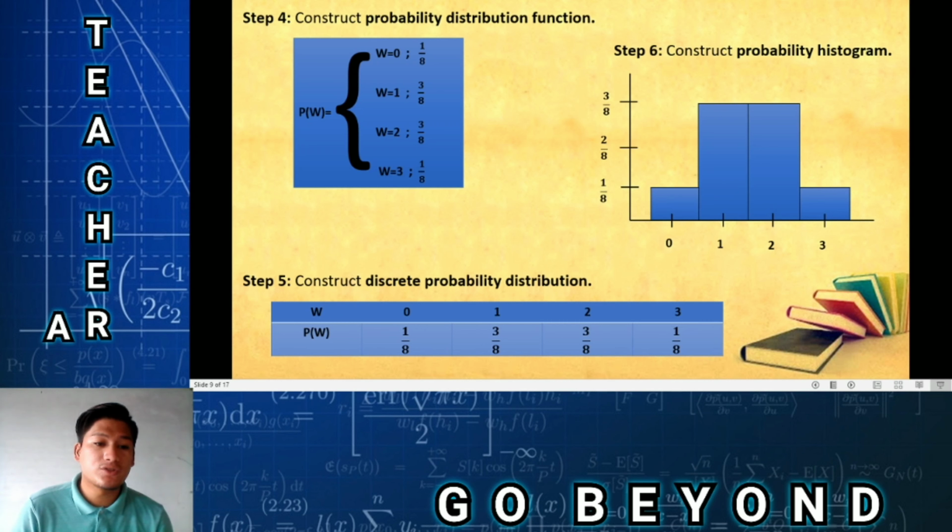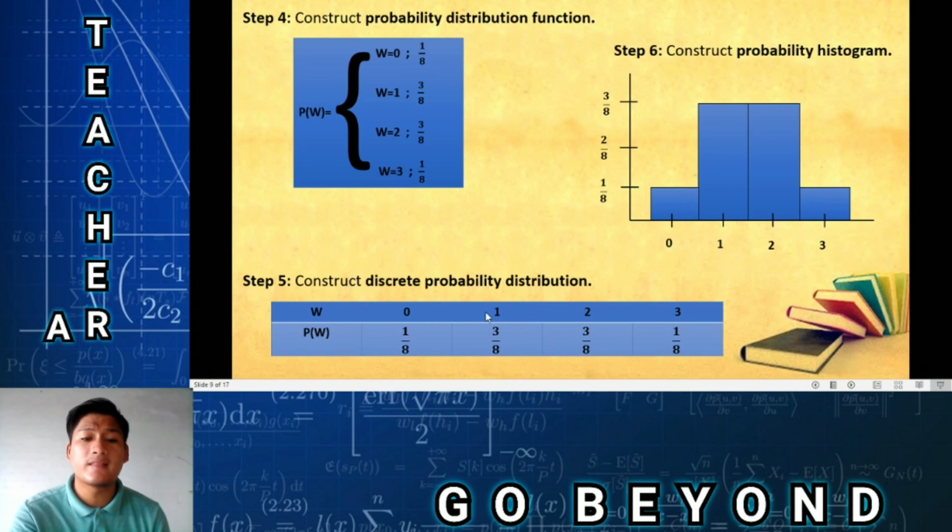And step 5, construct a discrete probability distribution. Always remember, a discrete probability distribution is a table. Meaning to say, you have to convert the probability distribution function into a table. So look at this. Our first row is the number of wins: 0, 1, 2, 3. Again, let me emphasize, we have 0, 1, 2, 3 because after playing the 3 games, we could have no win. Wala tayong panalo, that's why 0.